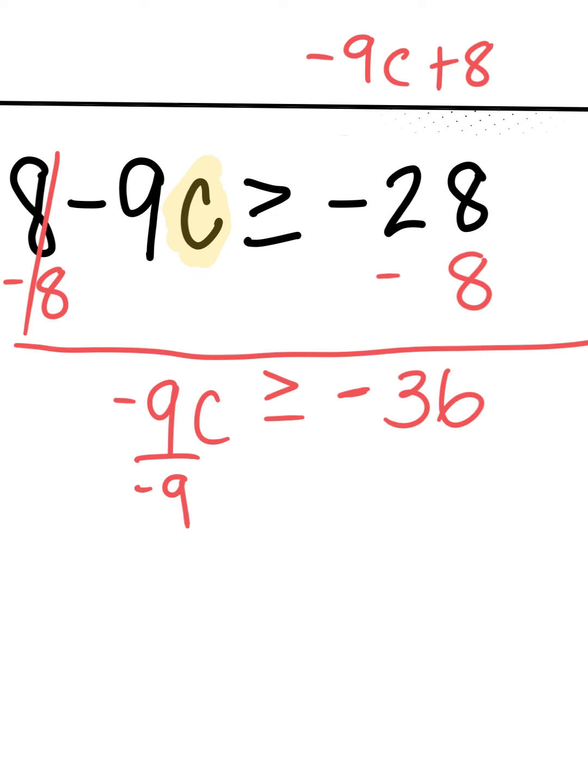Divide by negative 9 now on both sides. I'm not adding 9 because the 9 is not being subtracted from C. It's being multiplied. So I divide by negative 9 on both sides. I divided by a negative on both sides.